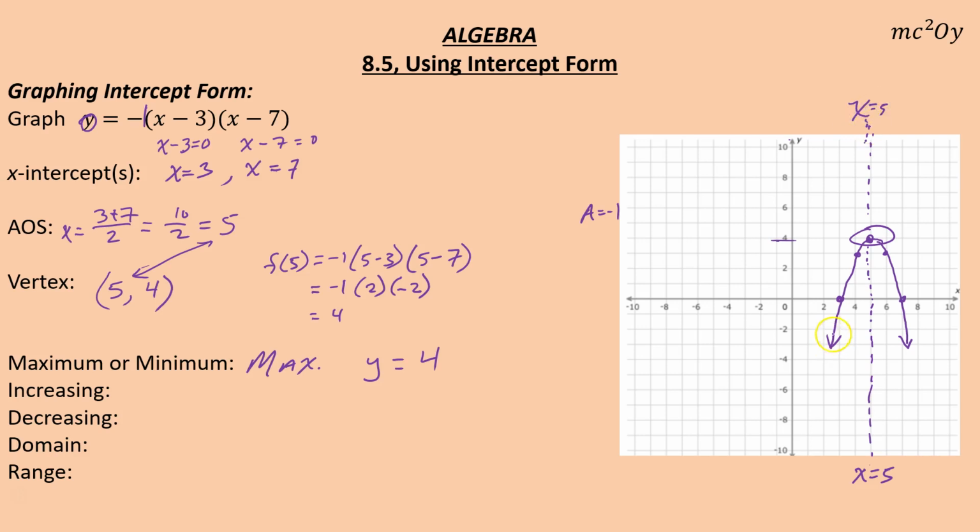If I was on the graph reading it from left to right, I'm going up over here. So I'm increasing on this side, and I start falling on this side of the axis of symmetry, so I'm decreasing over here. So I'm increasing when x is less than 5, and I'm decreasing when x is greater than 5. It's always based on that number.